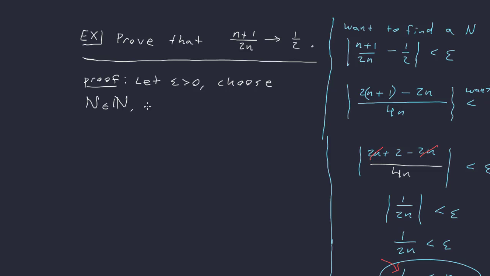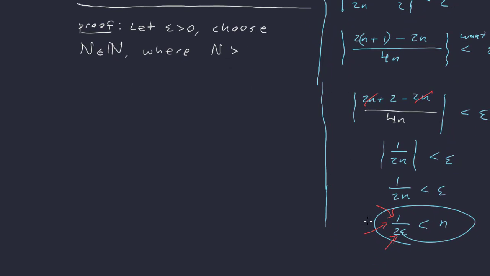Anyway, so we're going to choose n in the naturals where n is strictly greater than 1 over 2 epsilon. Right? And we can do this, 1, because we know epsilon's positive, so we're not dividing by 0 here. And 2, using the Archimedean property, we can always find an n that does this.